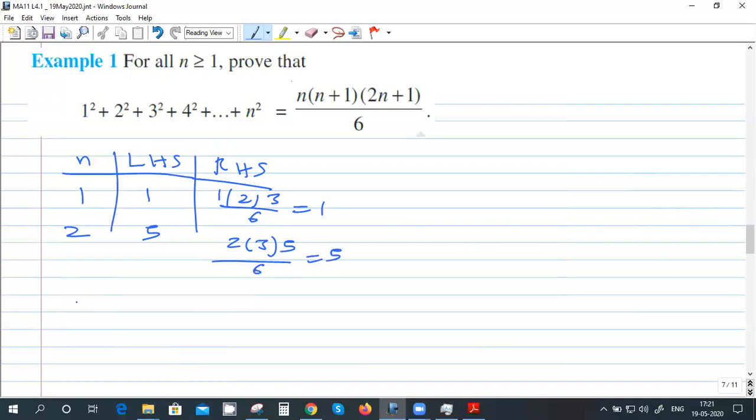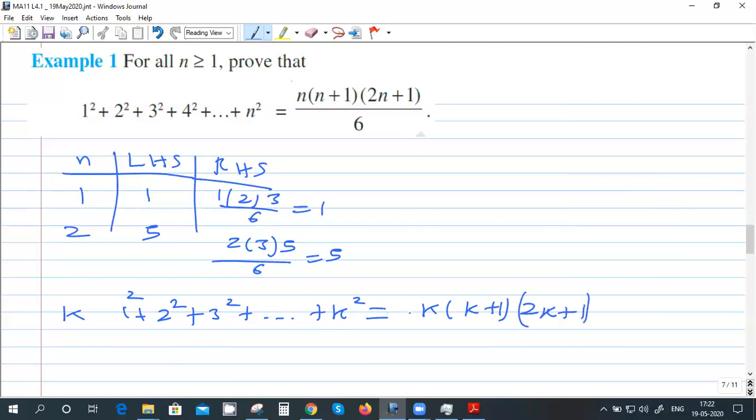Now let me assume that this is true for k. That means 1 plus 2 square plus 3 square, and so on up to k square, equals k into k plus 1 into 2k plus 1 divided by 6. I'm assuming this is true. Okay.